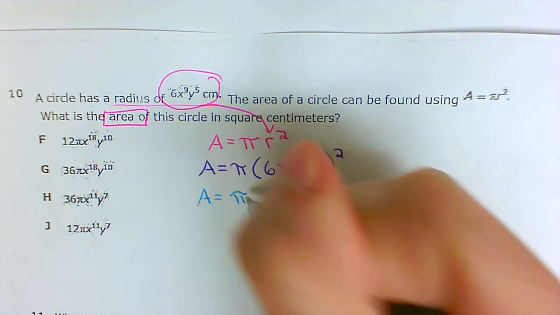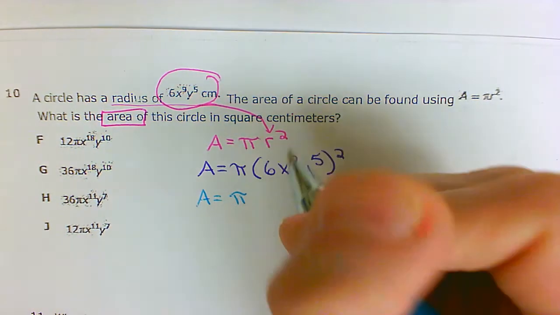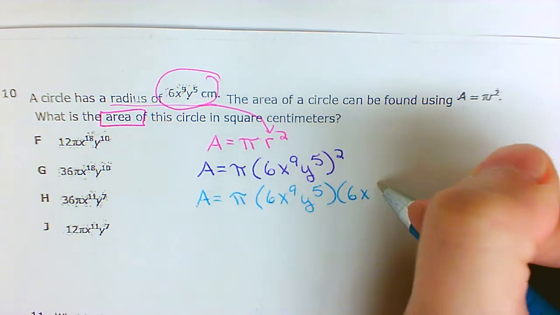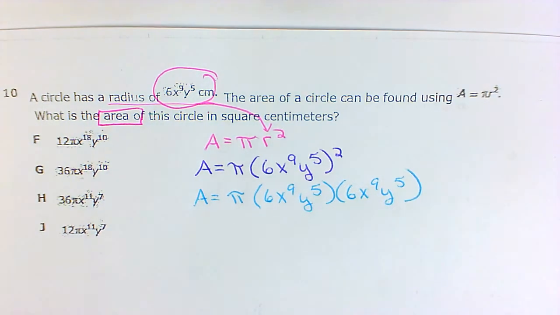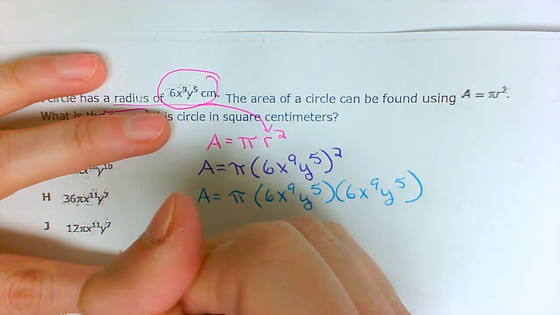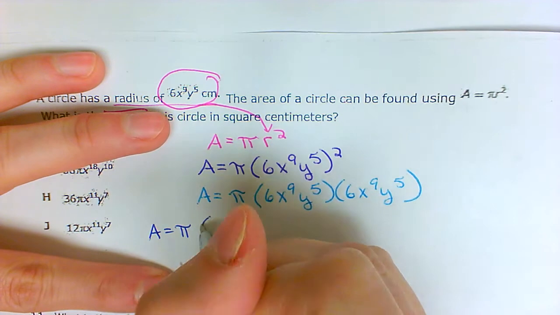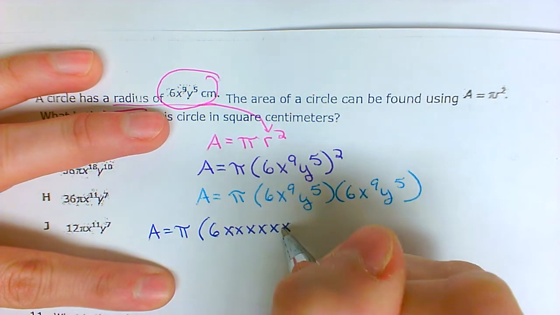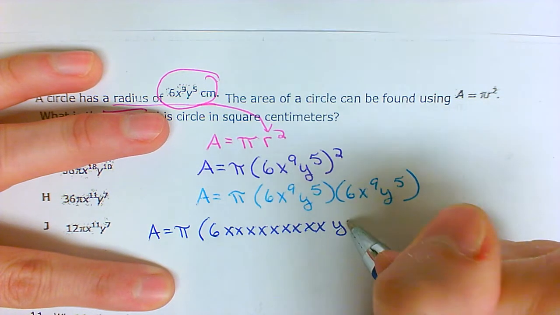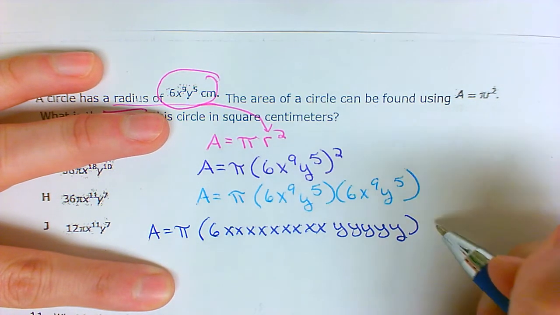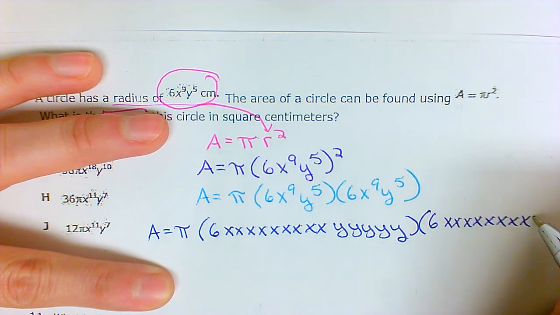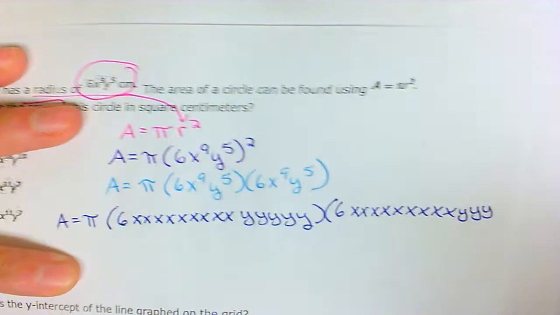So what that means to me is that I've got this set of parentheses twice. So that would be 6x to the 9th, y to the 5th, times 6x to the 9th, y to the 5th. Okay, so we're multiplying a bunch of exponents together. Let's go ahead and expand them. So my area is equal to pi. I've still got the 6, so I'm going to go ahead and put that in parentheses. x to the 9th power, and y to the 5th. And on the other one, I also have 6x to the 9th and y to the 5th.